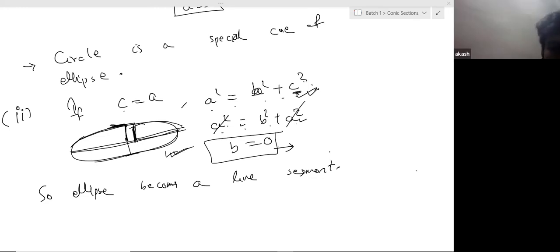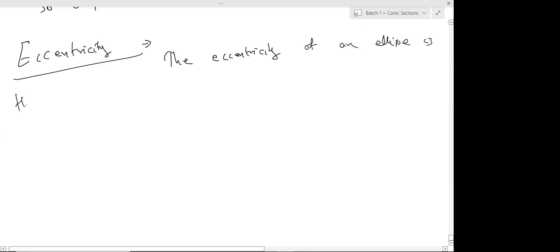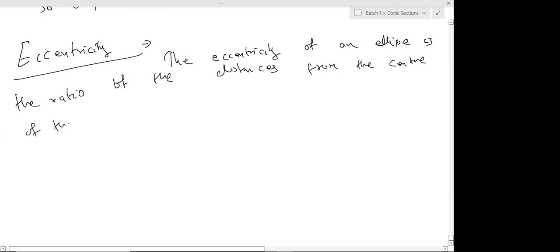All right. Write down eccentricity. The definition is the eccentricity of an ellipse is the ratio of the distances from the center of the ellipse to one of the foci and to one of the vertices.